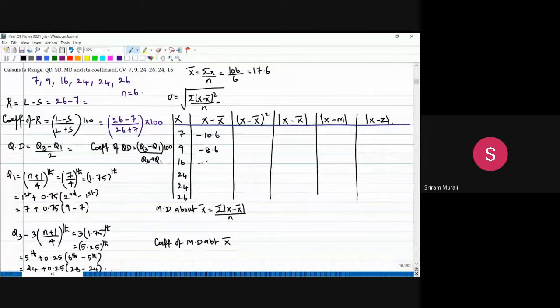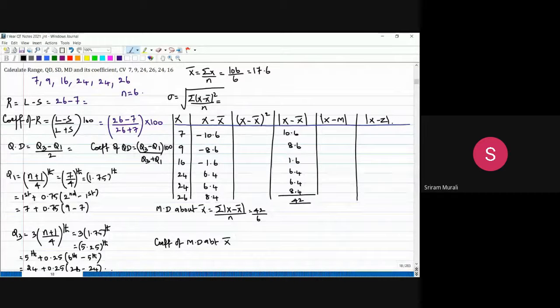16 minus 17.6. 24 minus 17.6. 26 minus 17.6. What I want to find is the modulus of x minus x bar. So this will be 10.6, 8.6, 1.6, 6.4, 6.4, 8.4. If you add everything, how much do you get? 42. This 42 will come here, divided by 6.